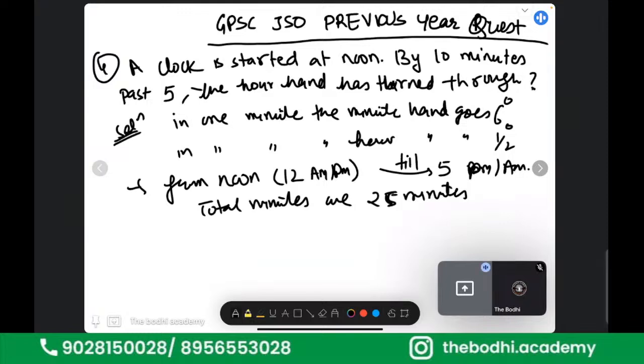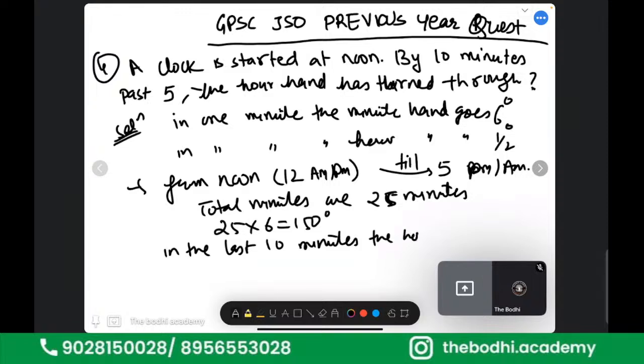That means our hand has completed all these 25 minutes. So it will be 25 into 6 is equal to 150 degree. It has turned. Now till 5 we have found out, but we have to find that 10 minutes extra. So now in the last 10 minutes, the hour hand will go 10 into half is equal to 5 degree.